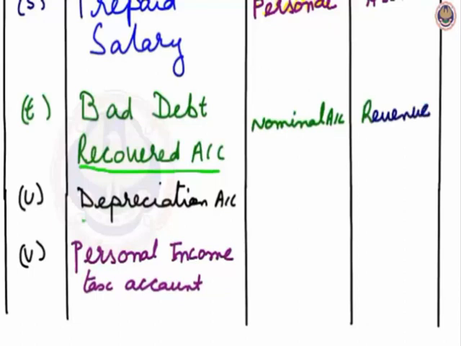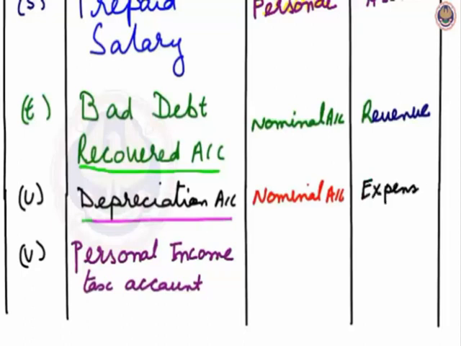Next, we will see depreciation. Depreciation is an expense for the business. So as per the traditional approach, depreciation is included in the nominal account. As per the modern approach, depreciation is an expense, included in expenses.